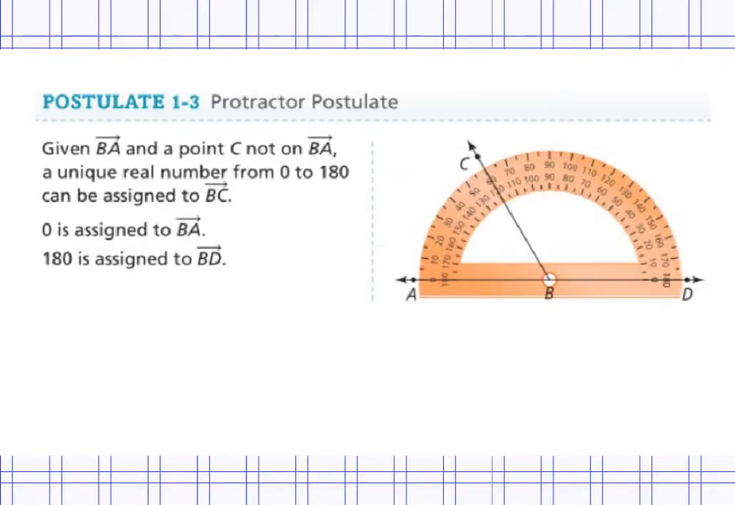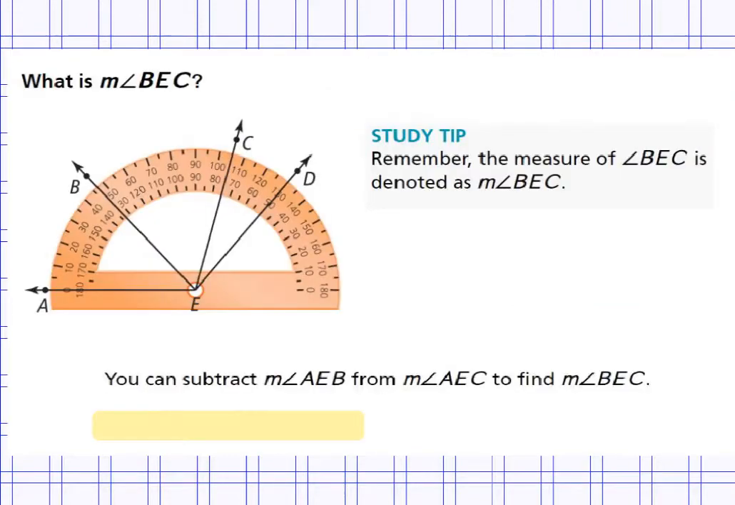The protractor postulate states that if BA and BD were opposite rays, then the measure of BC would fall somewhere between 0 and 180. What is the measure of angle BEC? Now, you can subtract the measure of angle AEB from the measure of angle AEC to find your result.